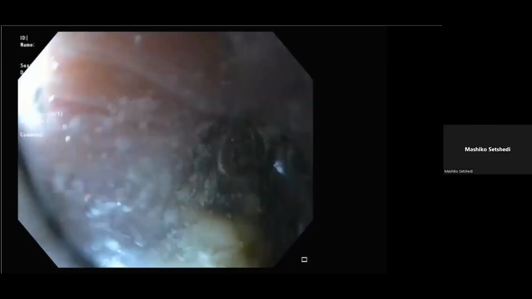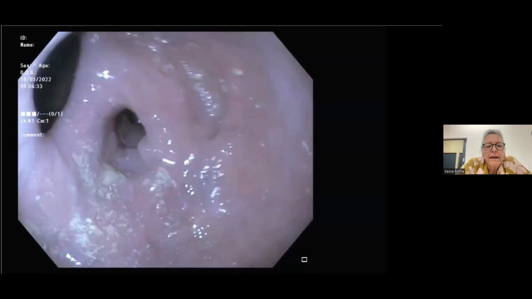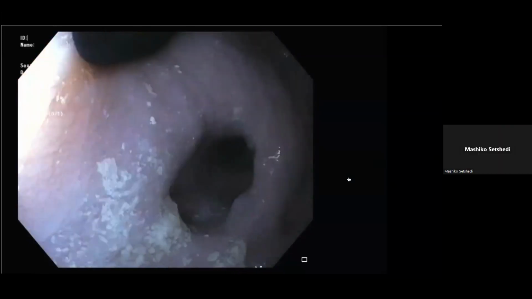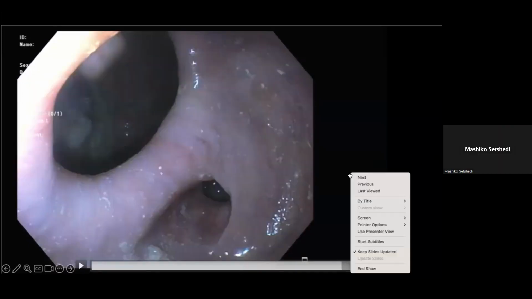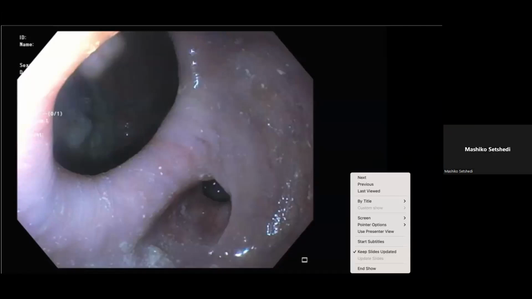Did she have halitosis? This patient? No, because it was a distal one. But it looks so bad. Yes, no, but it was a very large one. Okay.